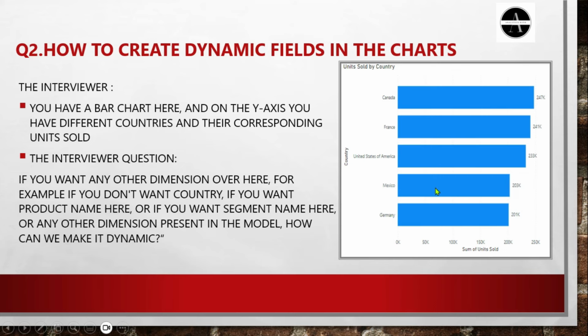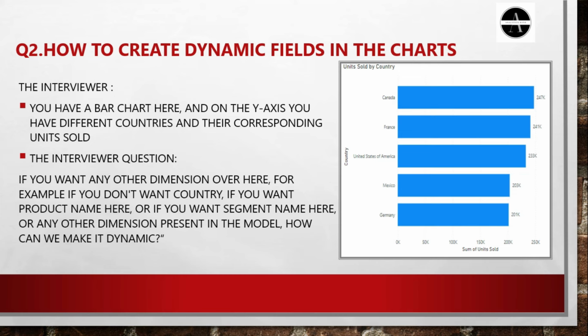So you can see in the visual we have each country and for each country how many units sold are shown in this visual. Now what the interviewer is asking here is, if you want any other dimension over here, for example, you don't want country here and you want product name or segment name or any other dimension present in a model, how can we make it dynamic?